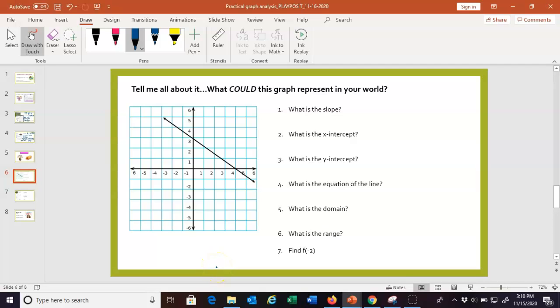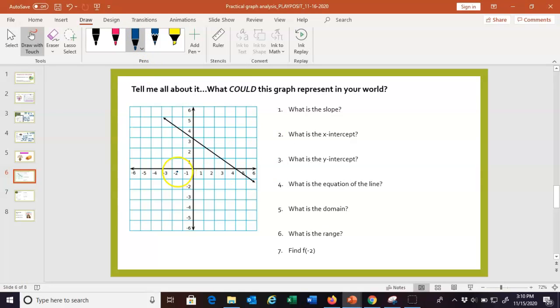I mean, it kind of looks similar to the gas example, right? Because the line is going down from left to right. So we do have a negative slope. So we're losing something over time or over distance. Any ideas? Maybe the amount of time you spend.